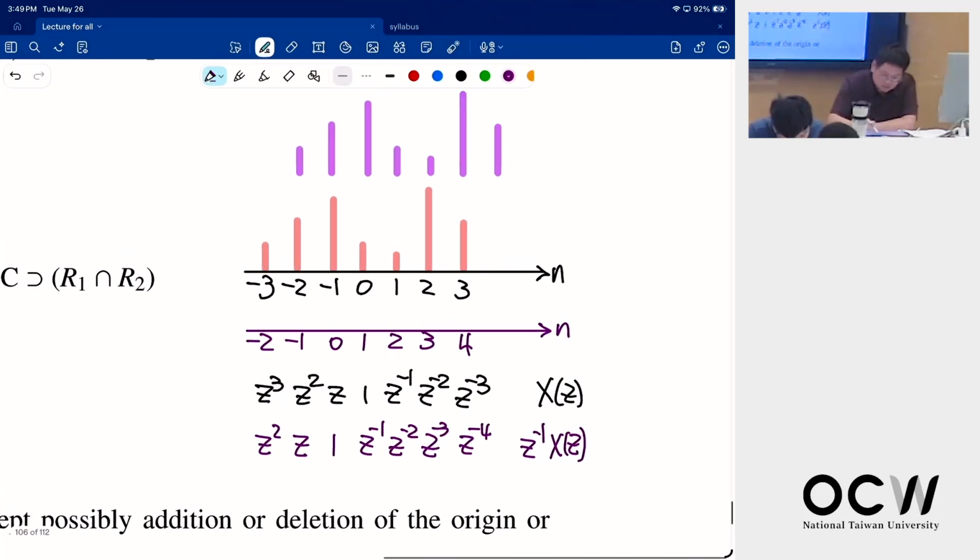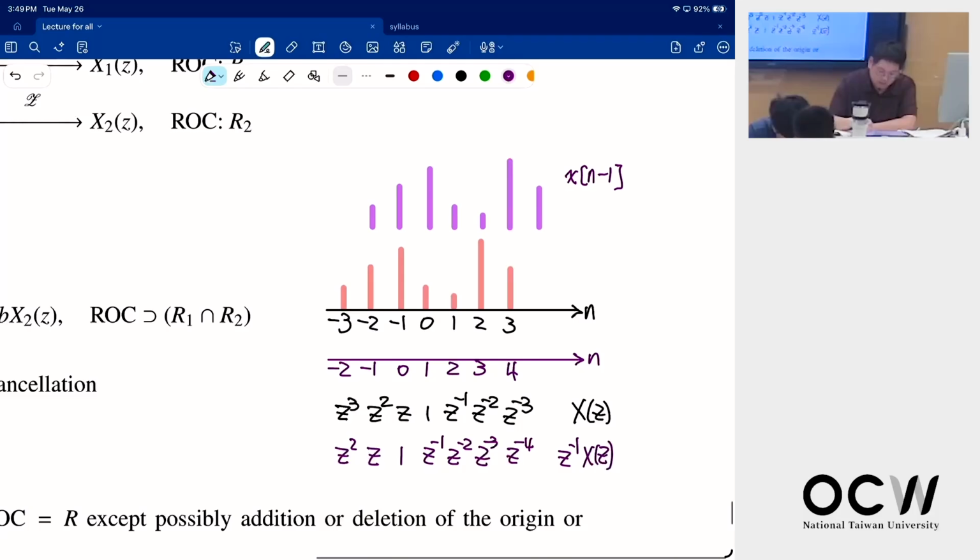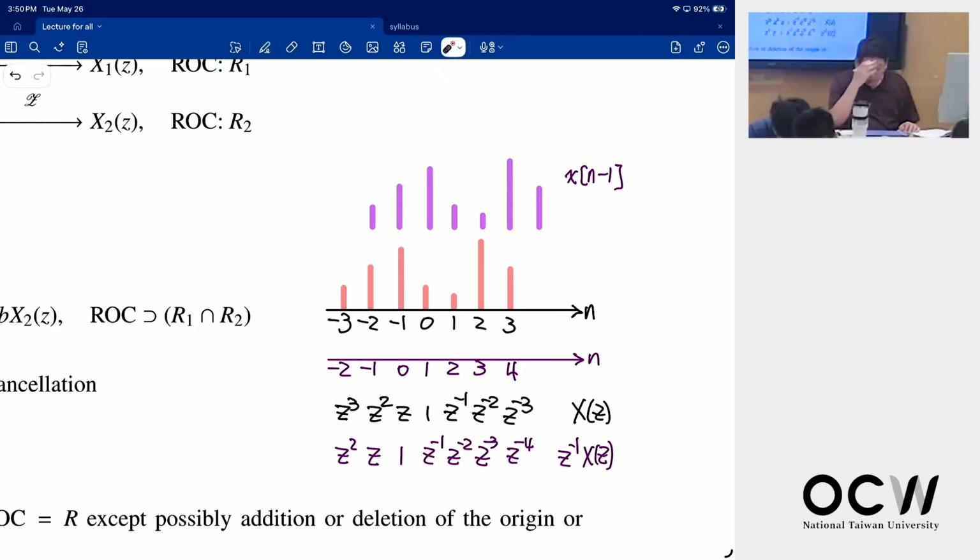This is n minus 1. So I can also think of shifting the index. Okay. Right. So here, still times now this one. This one.